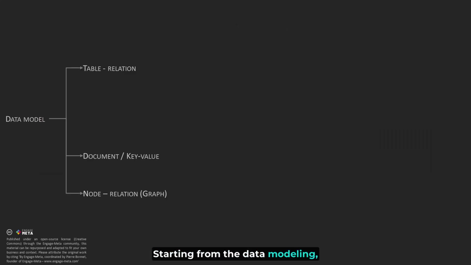Starting from the data modeling, here are the three styles of data representation that I will consider. Table relation for the relational approach, document and key value for the big data approach, and finally, node and relation for the knowledge graph approach. The initial modeling can vary according to these three styles. However, the semantic level data model should not be dependent on the styles, only the logical level is.